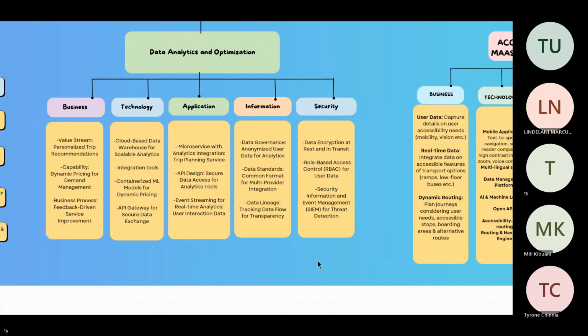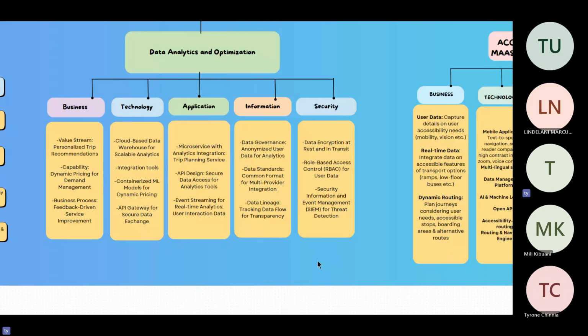So for business, we have the value stream where the user will have personalized trip recommendations. We also have the capability where there is dynamic pricing for demand management. We also have the business process where there is feedback-driven service improvement, where users can provide feedback in the form of surveys. We also have technology.